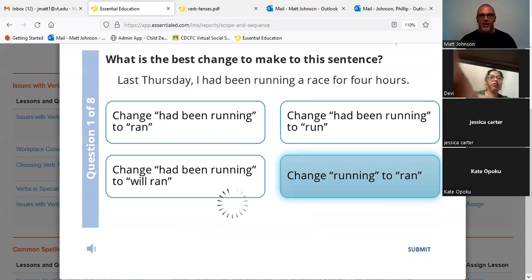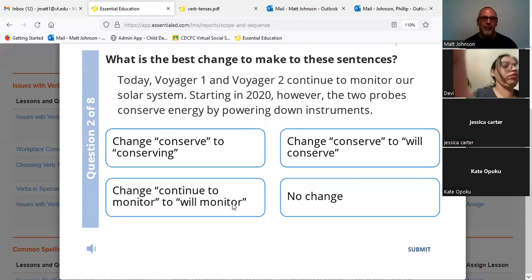Okay. Oh yeah, I didn't look at the whole phrase. We're changing the whole phrase, not just the word. So here today, Voyager 1 and Voyager 2 continue to monitor our solar system. Starting in 2020, however, the two probes conserve energy by powering down instruments.